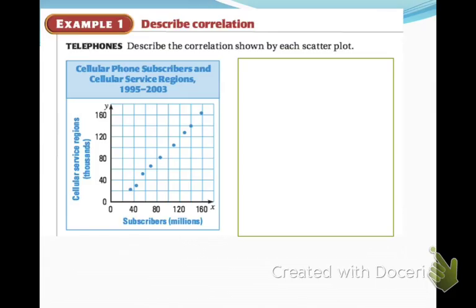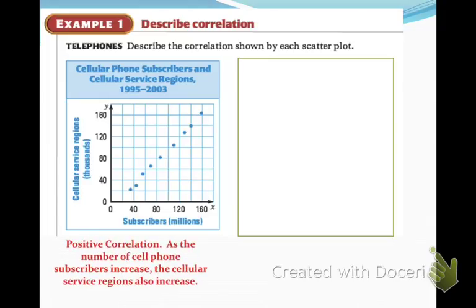So in this graph here, it says describe the correlation shown by the scatter plot. So you want to start by reading your labels on your x and your y axis. So you should definitely see an upward trend here. If we were to draw a line of best fit, it would probably look a little bit like this. I probably have mine up just a little bit too high. You want to shift that down just a little bit. And what I notice here is that as the subscribers increase, the cellular surface regions increase as well. So this is modeling a positive correlation.